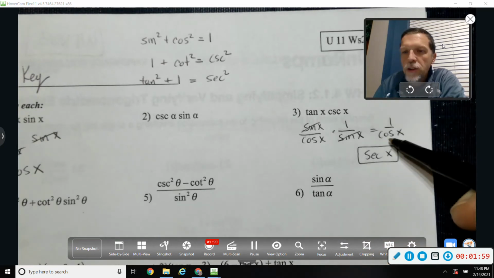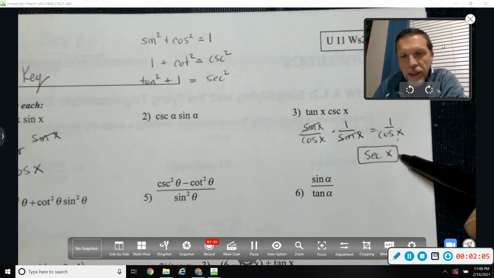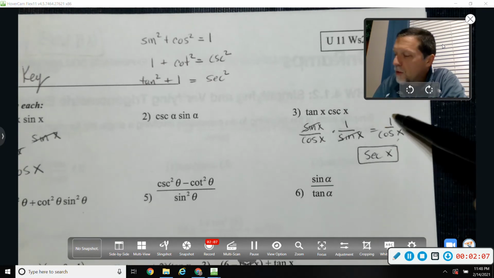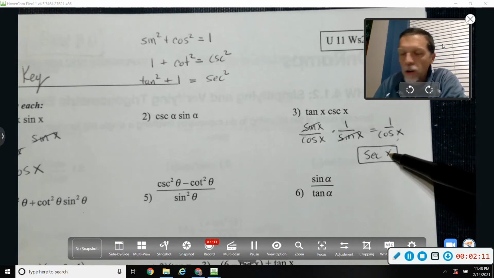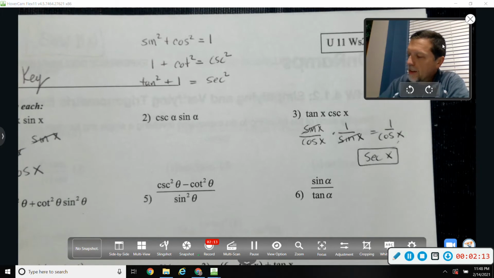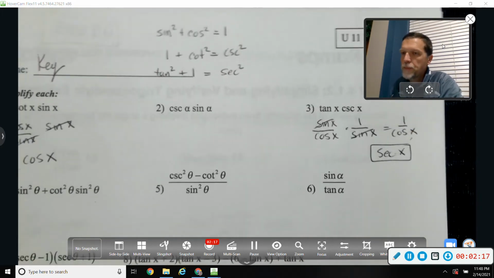This is a little bit tricky because is 1 over cosine correct? Yes, but is it best? Not really. And so most of the ones on the test will be verify. That way you'll know where you're headed. Because I really couldn't mark off if you got to 1 over cosine because that's the same as secant.